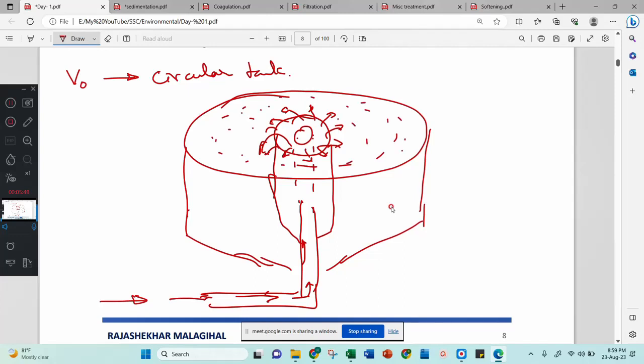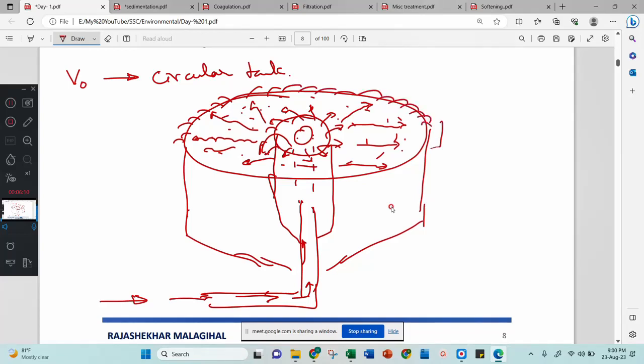Then after that, the water will move from here with some detention time. It will move to the periphery of the circular tank. The water will move in this direction, and then it will come out of the circular tank by the periphery.